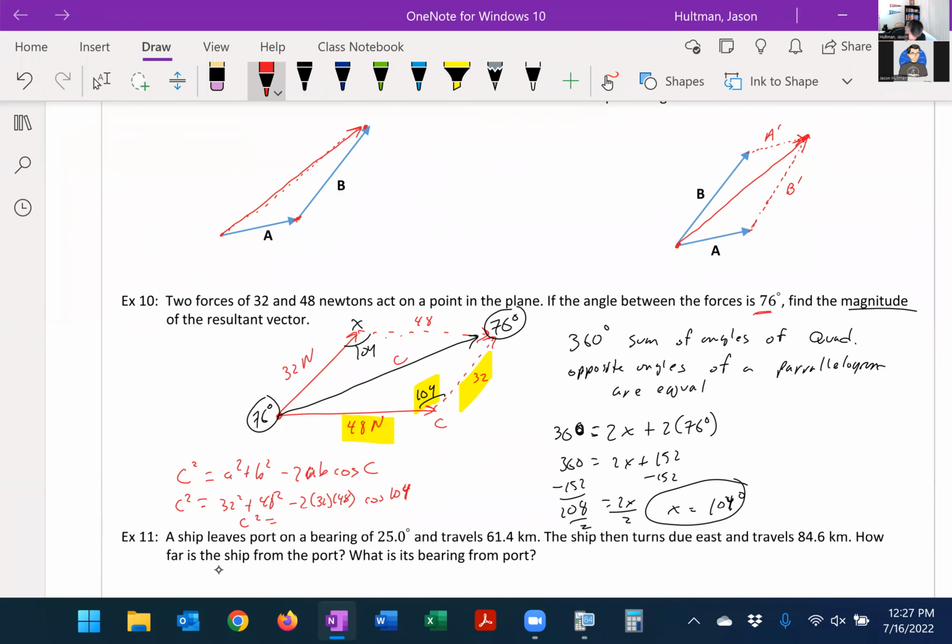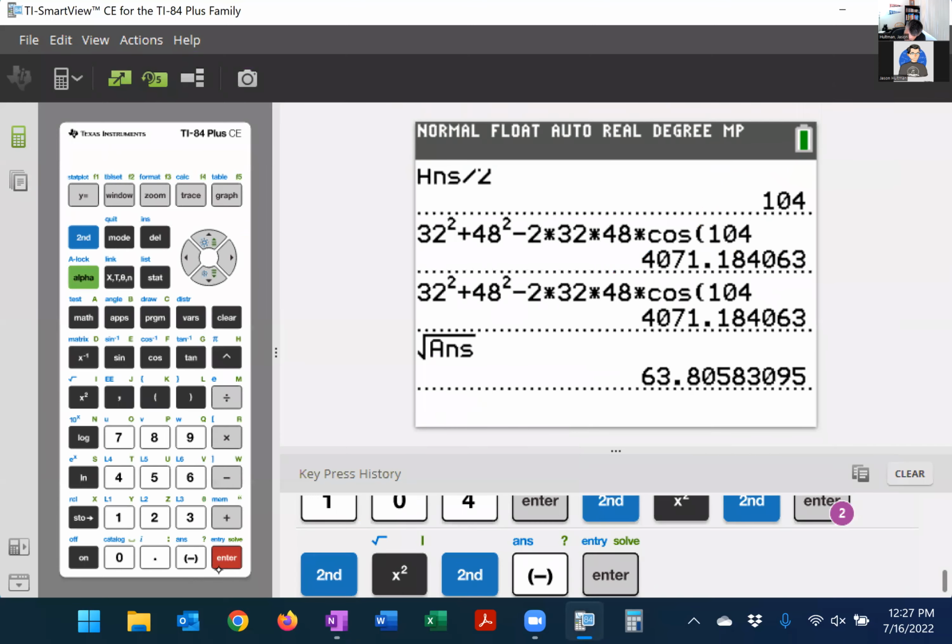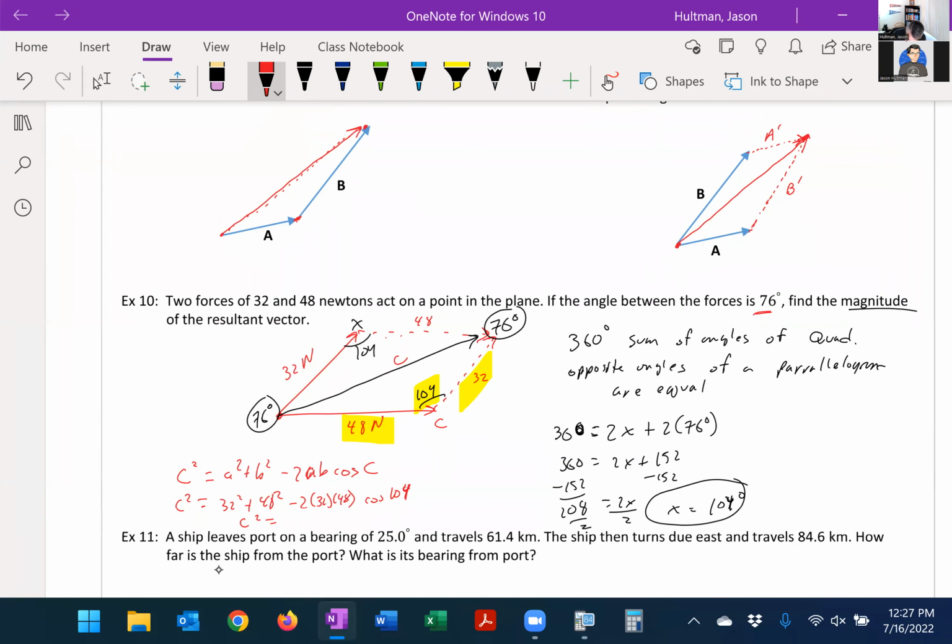Okay, so c squared was about 4071.2, and this gives me c to be approximately 63.8 newtons of resulting force. So that was using law of cosines.